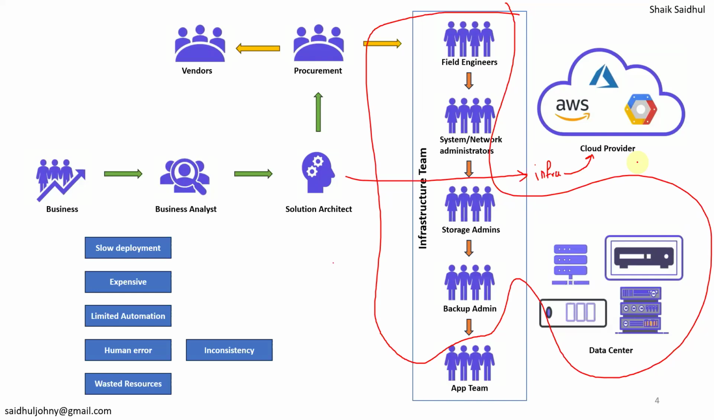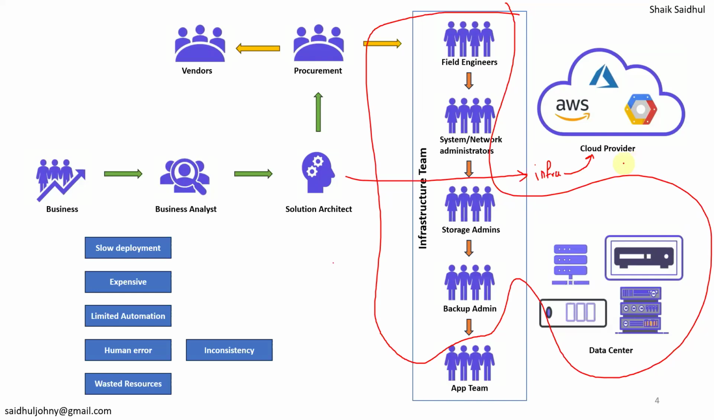The major cloud providers are AWS, Azure, as well as Google Cloud Platform. These are the three leading cloud providers. We are going to focus on the Google Cloud Platform from now on. So you can see here, guys, when you are working in the cloud platforms, you do not have any of these teams.